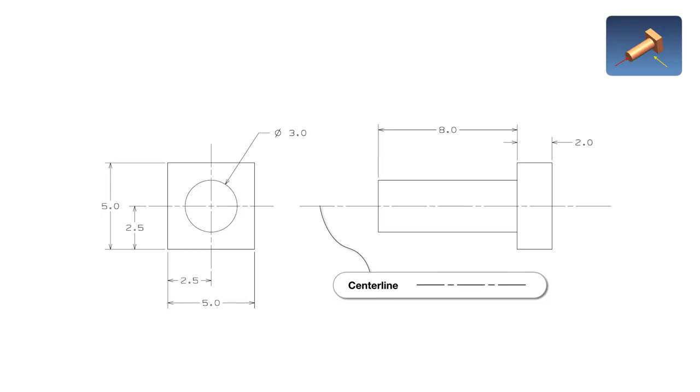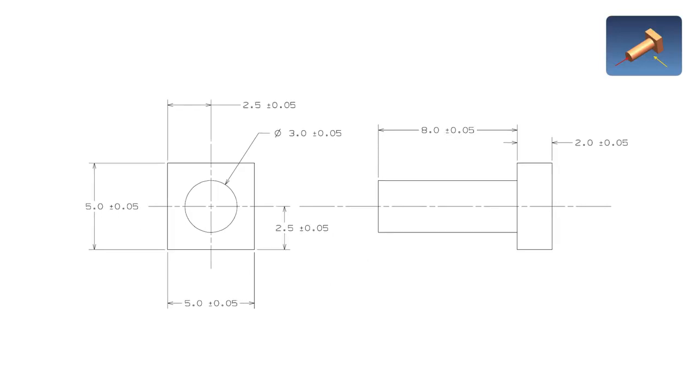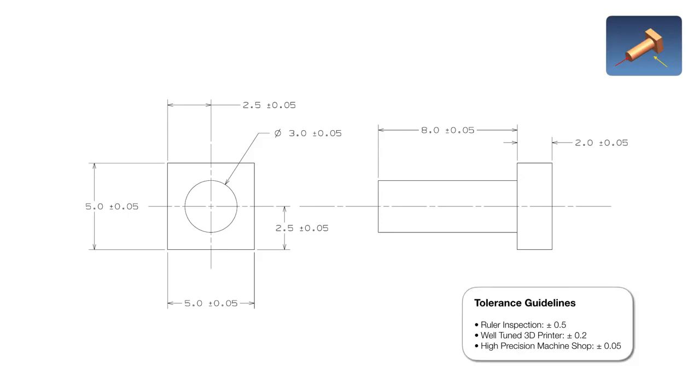You have to apply tolerances to your dimensions, which are like upper and lower limits for the parts that you'll accept. Here's a common way to show tolerances. I've added plus and minus signs to all the dimensions, plus and minus 0.05 millimeters. Here are some rough tolerance guidelines. If you measure something with a ruler, you know that dimension to about plus and minus 0.5 millimeters. If you print something on a well-tuned 3D printer, that's about a plus and minus 0.2 millimeter process. And finally, a high-precision machine shop can cut parts down to plus and minus 0.05 millimeters.